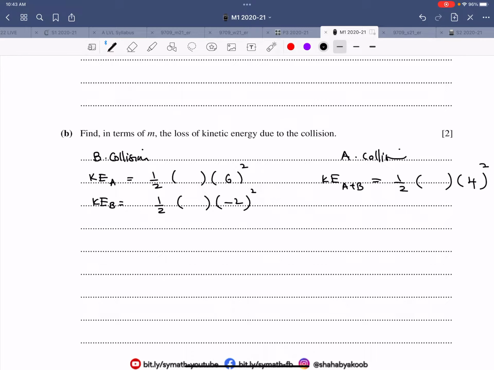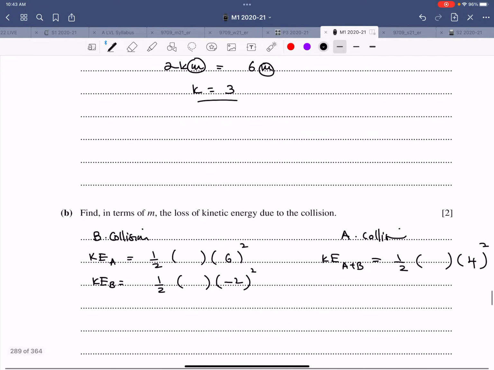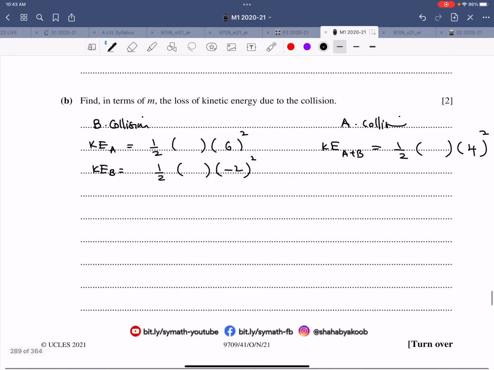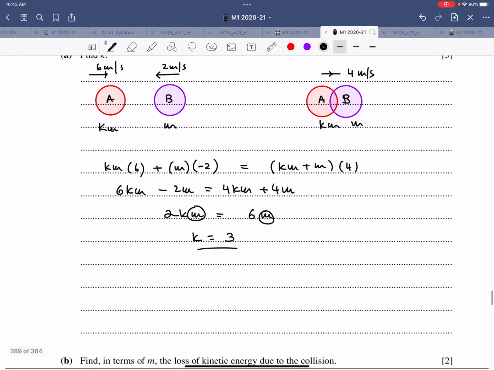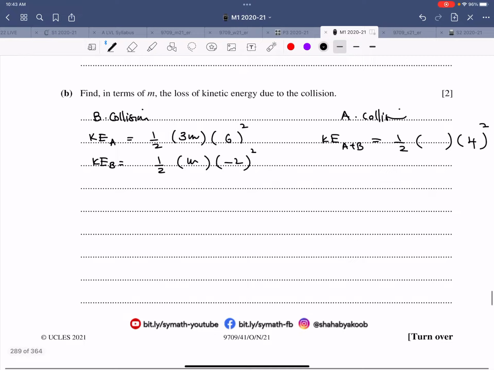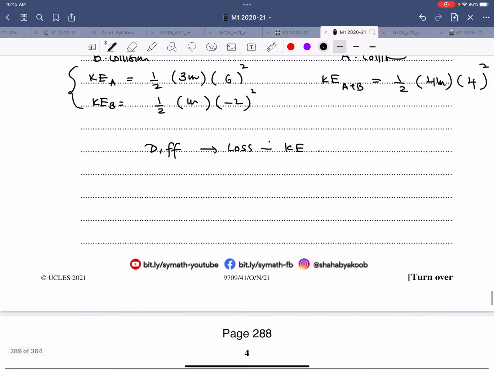We can plug in the value of k, but it would be in terms of m. So for the first particle, km is actually 3m, and the second one is m. Then 3m plus m is 4m. So add it up, and the difference is the loss in kinetic energy due to the collision.